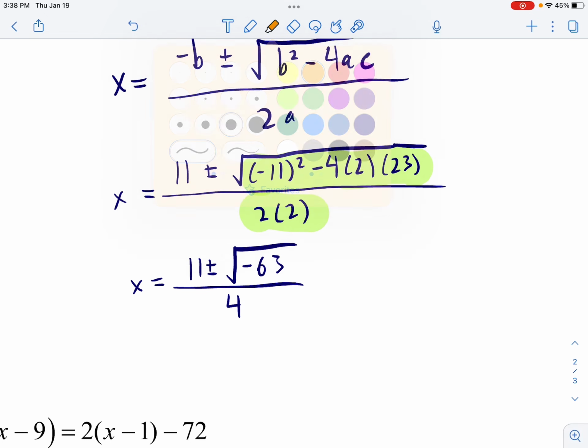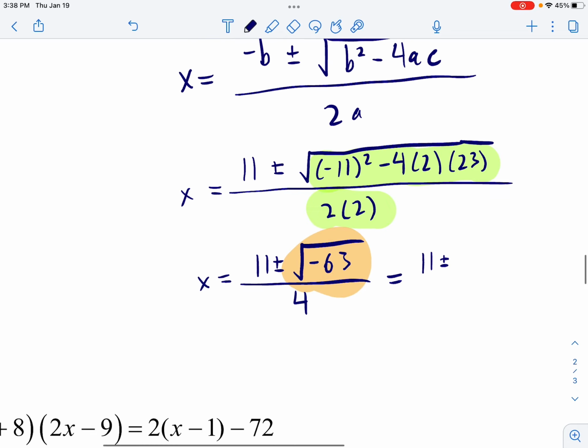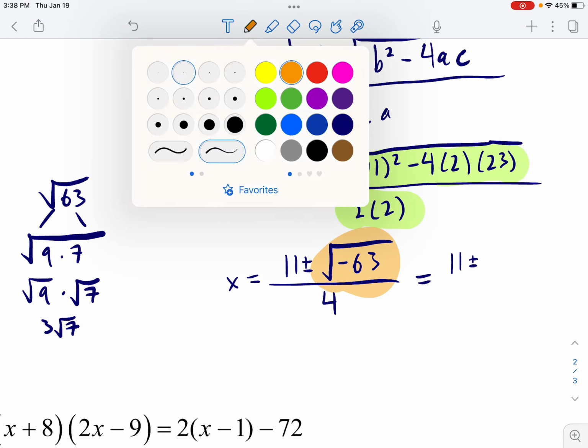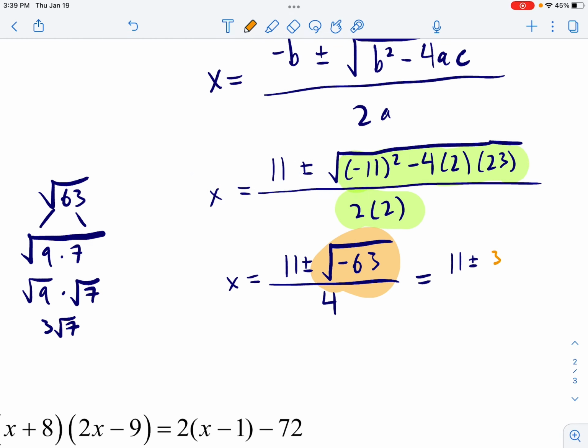Now, next step, let's simplify that square root. So you're going to get 11 plus or minus the square root of negative 63. Well, let's think about the square root of 63. That's the same thing as the square root of 9 times 7, which is the same thing as the square root of 9 times the square root of 7, which is the same thing as 3 root 7. And because there's a negative right here, we're going to write that as 3i root 7, and then that's all over 4.